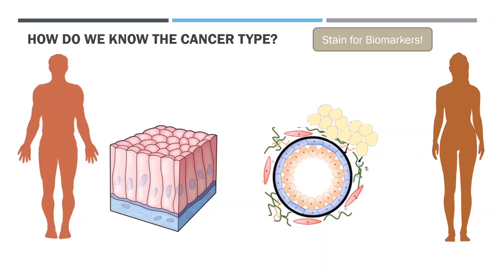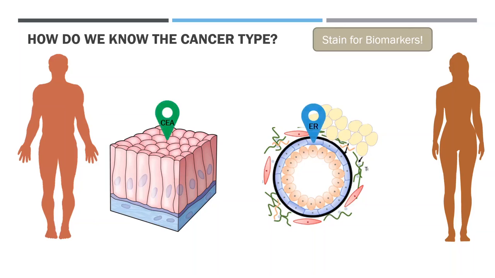Okay, so I said that we can't just tell what kind of cancer is present just by looking at where it is in the body. So how do we know the cancer type? Well, I just told you that different cell types have different proteins, and that cancers have various bad proteins. So if we look for these specific bad proteins called biomarkers, we should be able to trace it back to what kind of cancer it is.